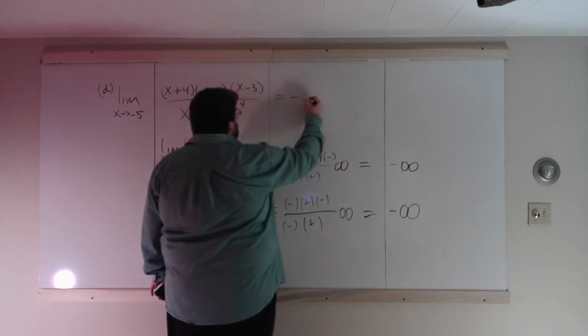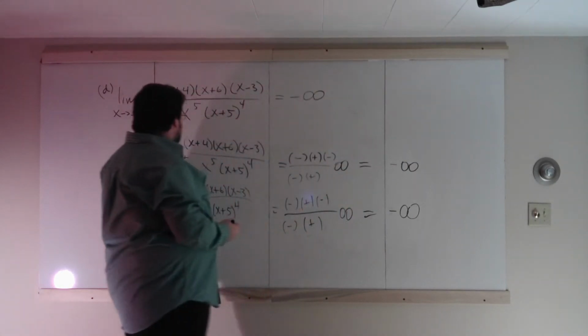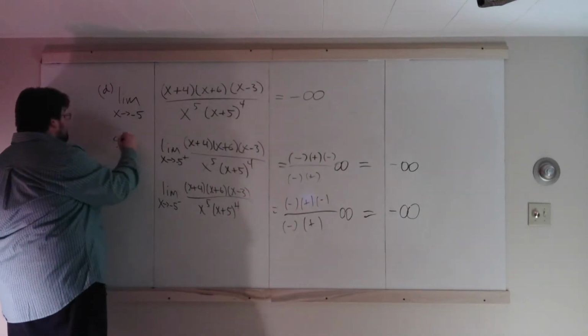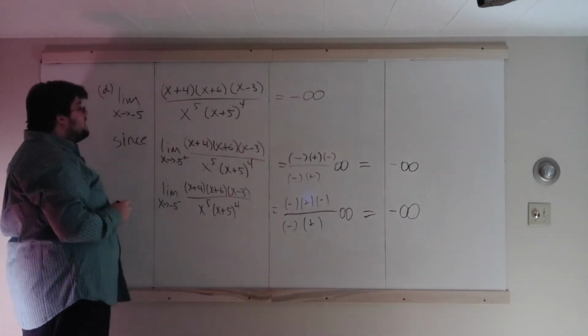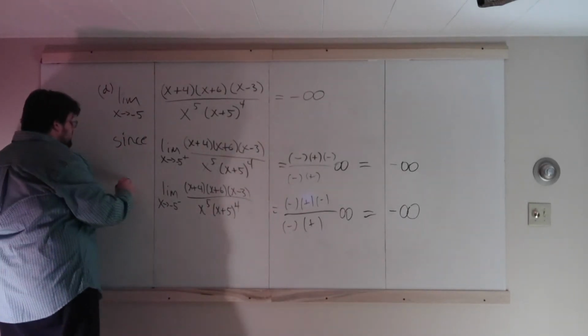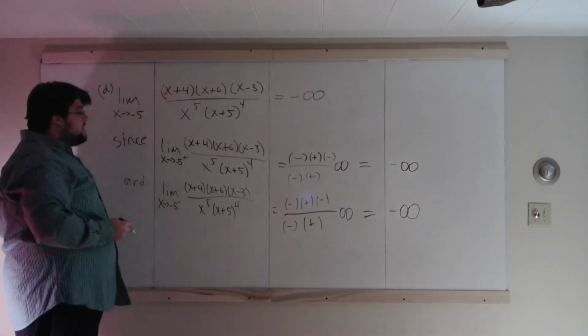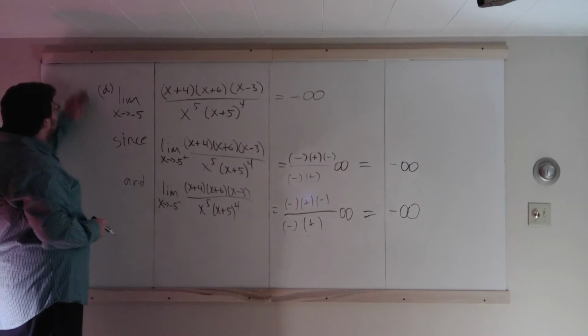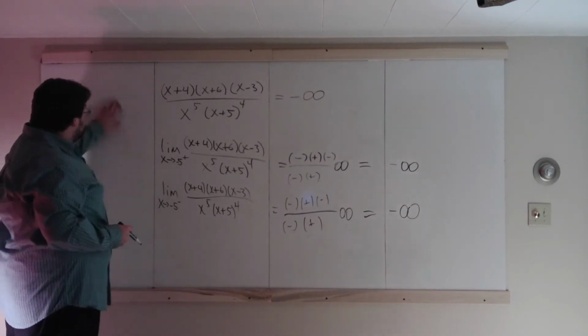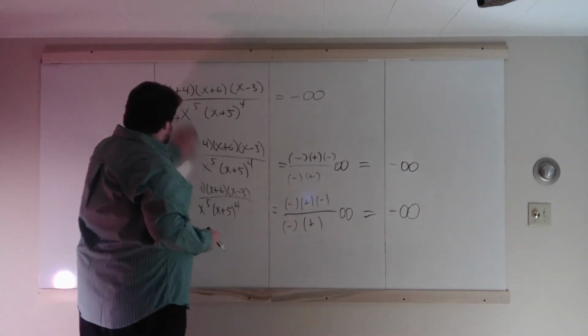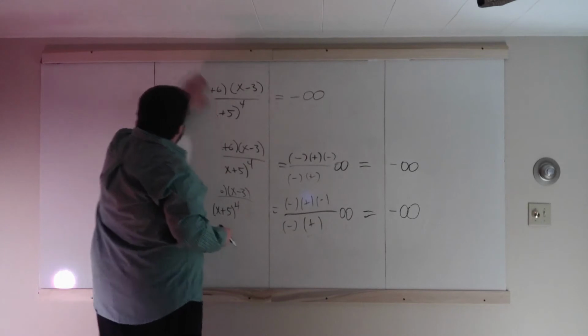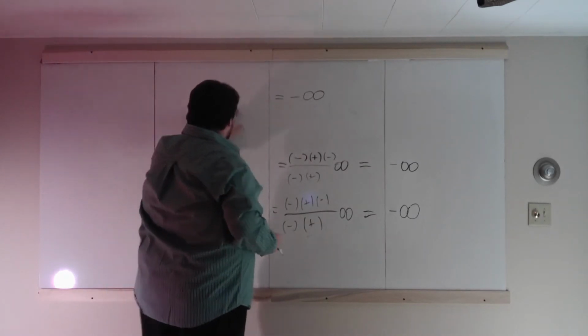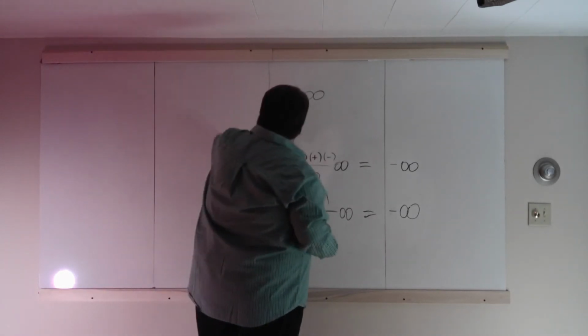So we say this limit is negative infinity. And since it's kind of a sentence, let's say, since that limit is negative infinity and that limit is negative infinity. So in this one, we had a number over 0. We checked both sides. We got the same sign on the infinity, so we will say that that limit is negative infinity.